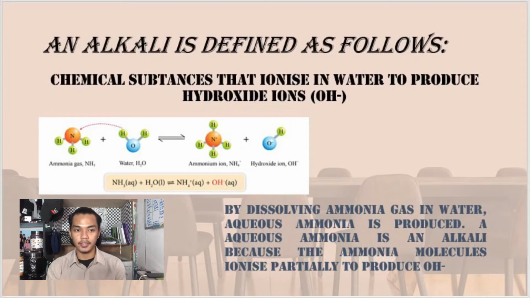Alright, and then what will happen to the ammonia molecule when ammonia gas is dissolved in water? Why does aqueous ammonia produce an alkali? The answer is, by dissolving ammonia gas in water, aqueous ammonia is produced. Aqueous ammonia is an alkali because the ammonia molecules ionize partially to produce hydroxide ions.